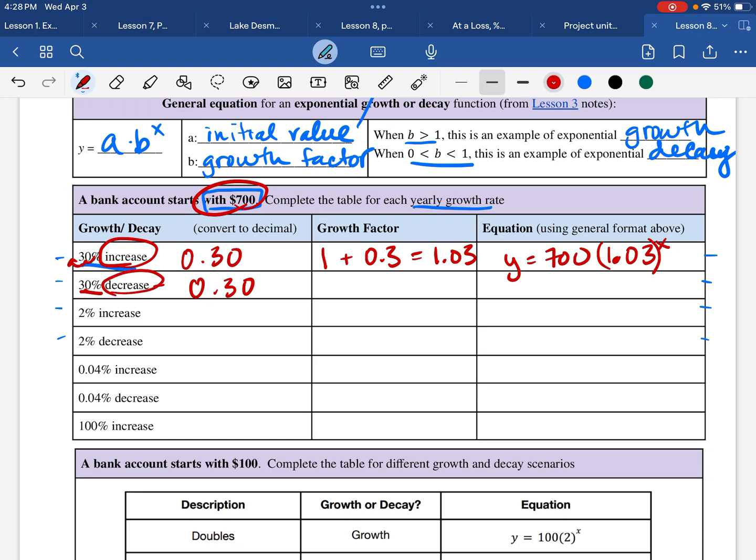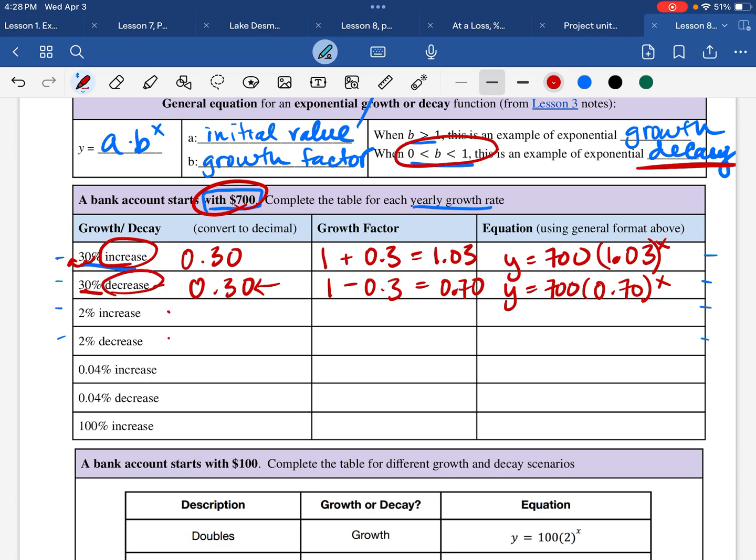Now when it's a decay, we have to subtract the percent decrease from 1. So it's 1 minus 0.3, which is 0.7. So that means each year your bank account would only have 70% of what it had the year before. It'd be going down by 30% each year. So this part of the equation is similar, same initial value, but then our growth rate is going to be less than 1. So when the growth rate is between 0 and 1, it's exponential decay. So that makes sense. Our amount's going to go down.